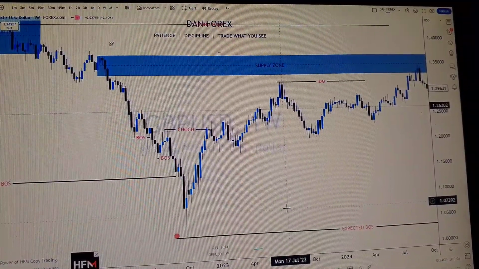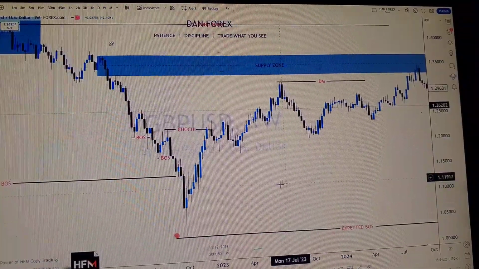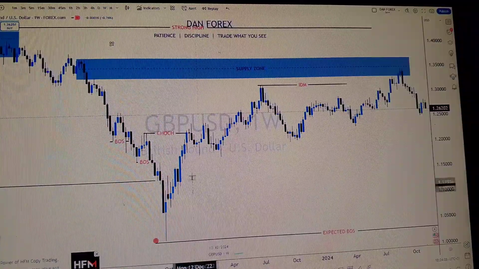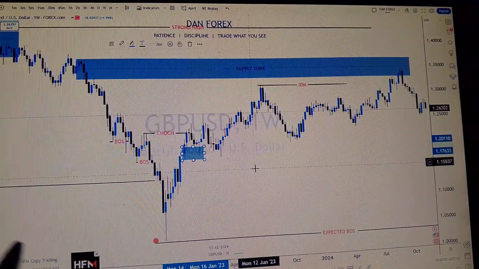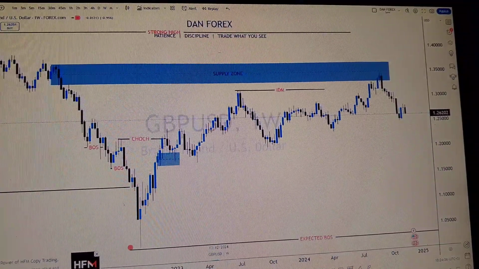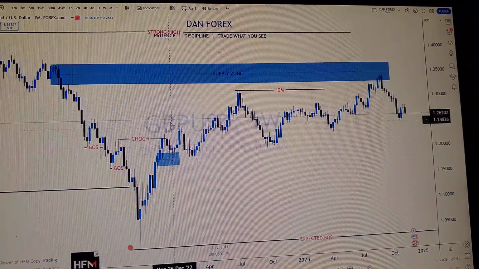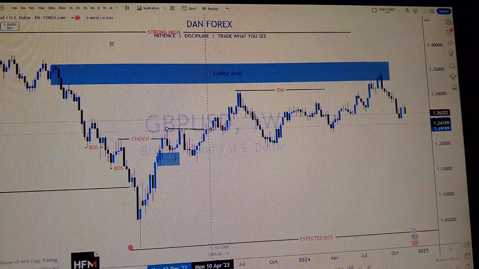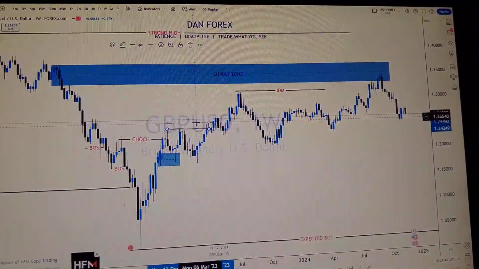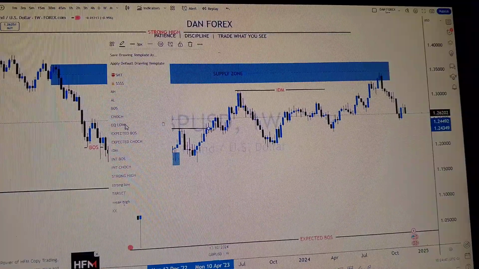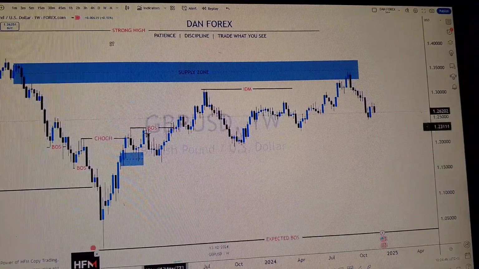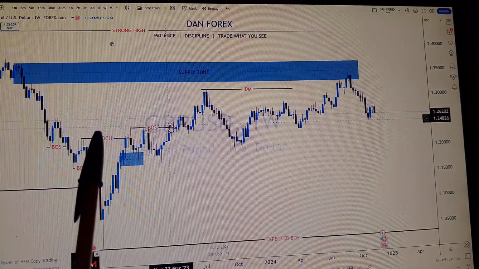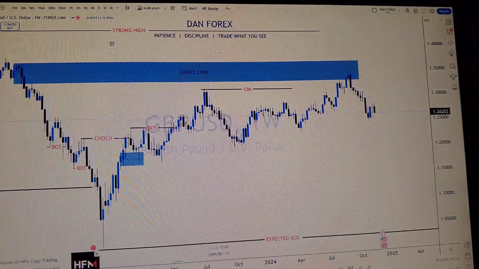Okay, so after this supply zone and this change of character, the market pulled back to react from an area of demand zone and went above. So after it went above and broke this high, it gave us a breakout structure. Remember, this is an internal structure we are looking at. So this is our breakout structure, right? So this breakout structure, we had what?